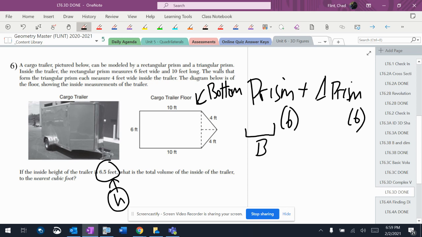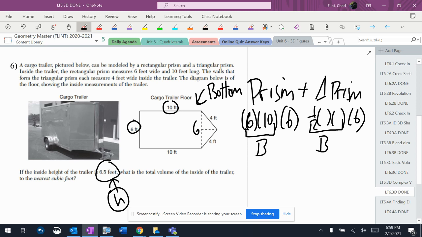For the prism that's a rectangle, it's 6 by 10. So 6 times 10. So there's my rectangular prism. For this triangular prism, the area of the base is 1/2 times base times height. Well, the base is right there, 6. The height is right here. I don't know the height, and this is where this problem is difficult.